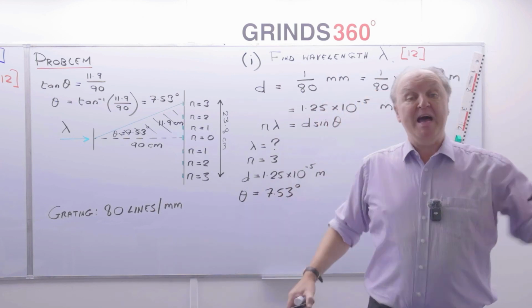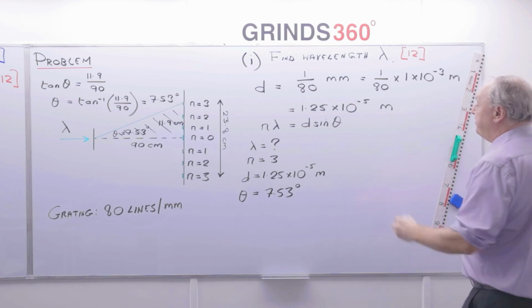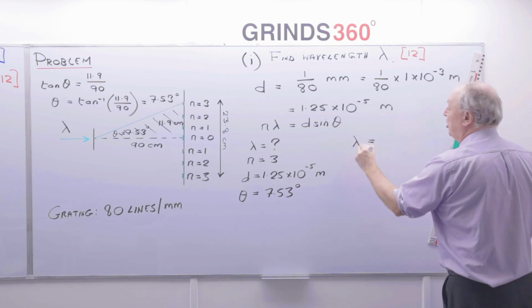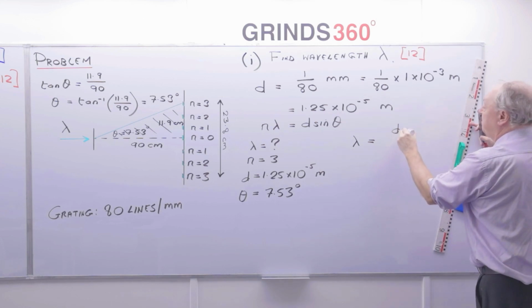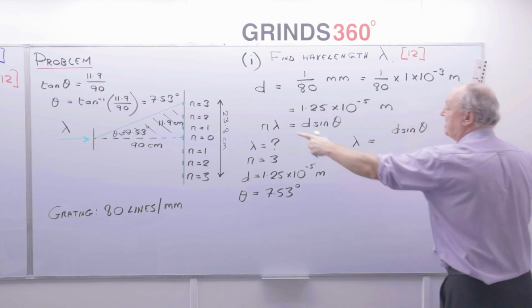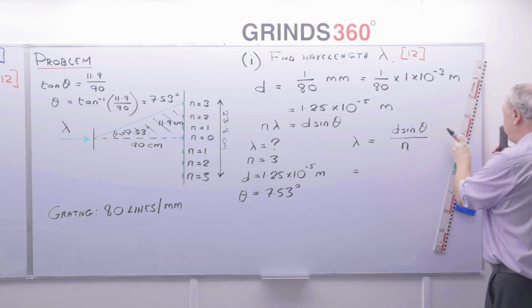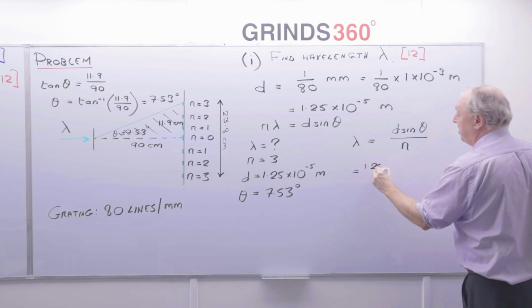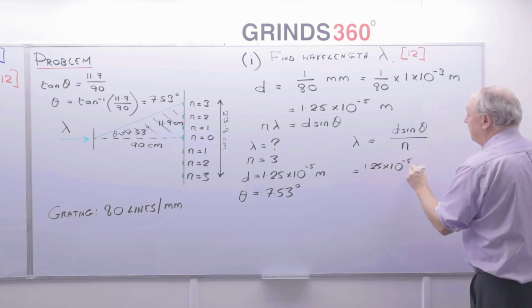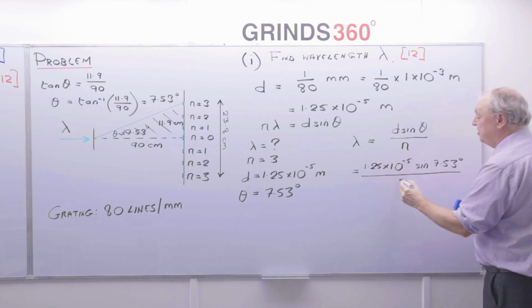Right, so I now have everything in my formula bar lambda. So now I want to work out lambda. Write your formula in terms of lambda. So lambda is equal to d sine theta, divided by n. So lambda is equal to d, 1.25 by 10 to the power minus 5, by the sine of theta, 7.53 degrees, all over n, which is 3.